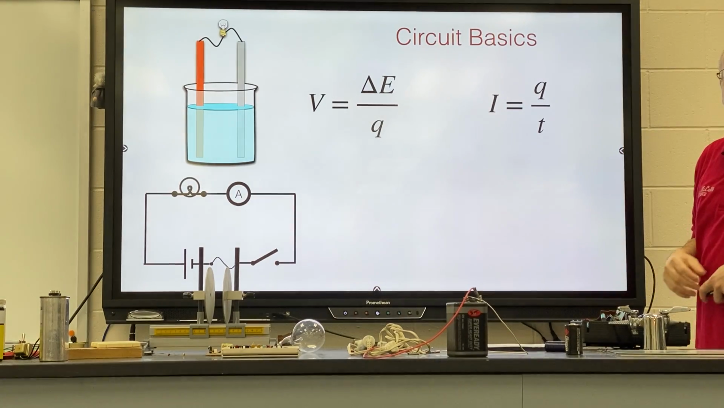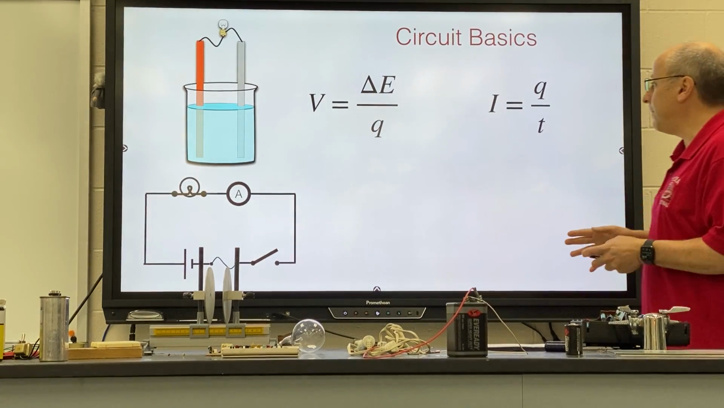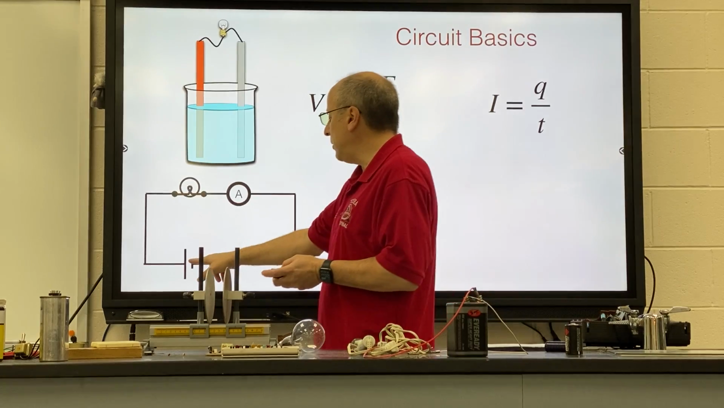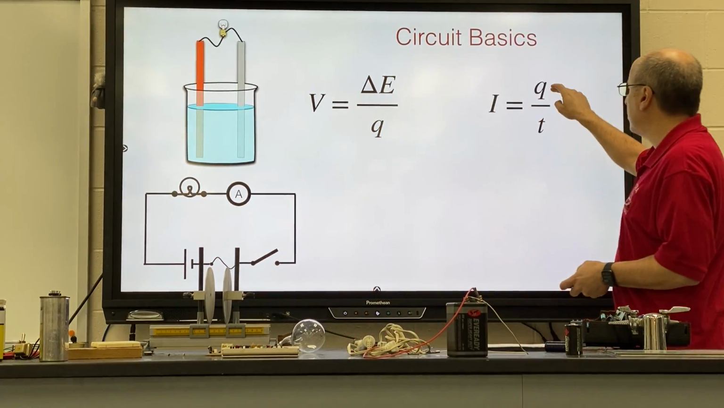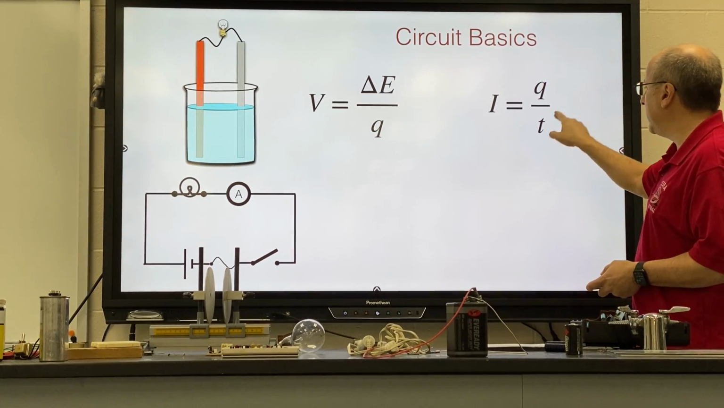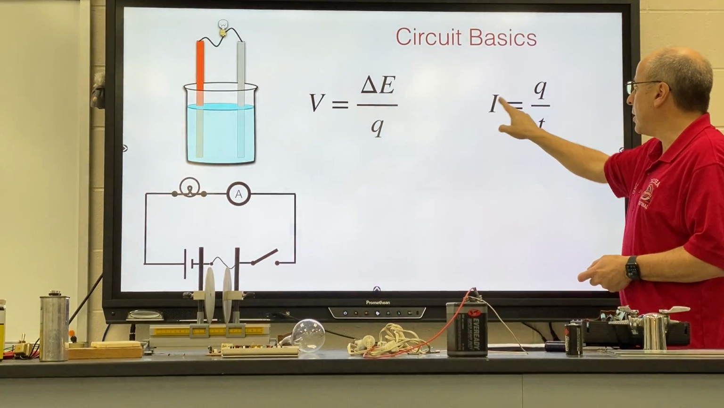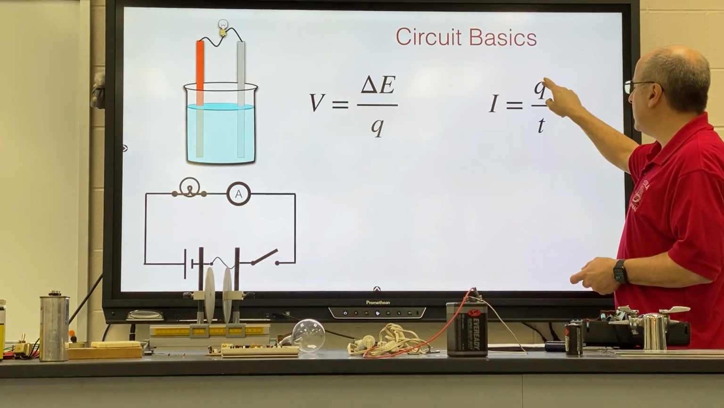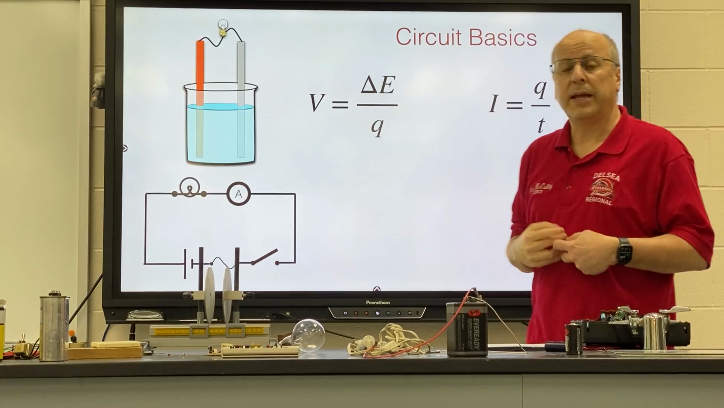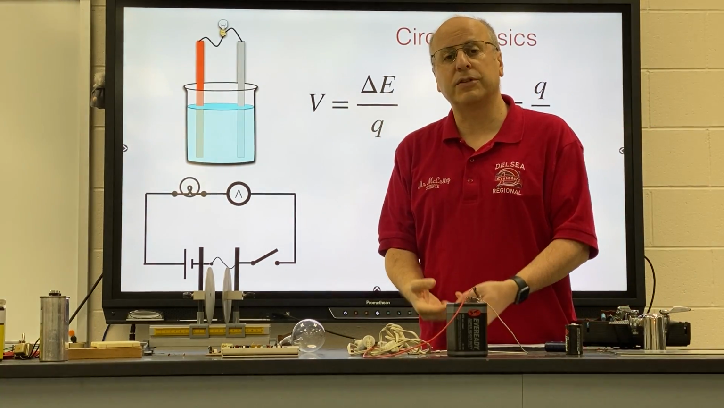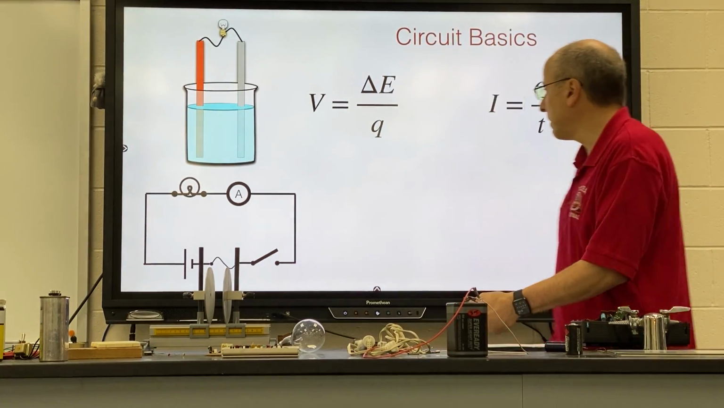The next term is the term current. Current refers to the flow of charges through your circuit, and specifically it tells you how many charges are flowing per second. Current in amps is equal to charge in coulombs per second. Okay, again, it's talking about the flow of the electricity through the circuit.